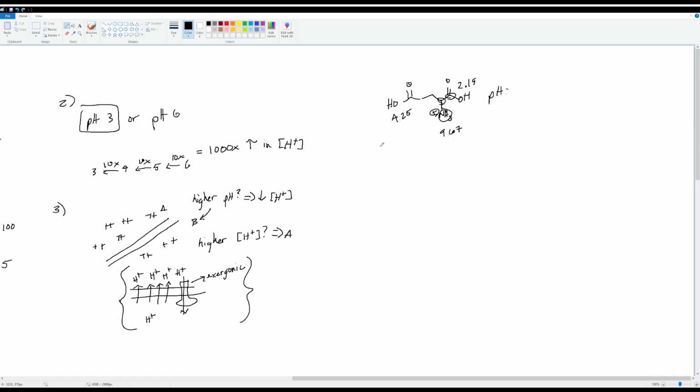The pH needs to be less than the pKa, right? That's the only way to get our protonated form to be dominant. So pH less than pKa, or protonated form is dominant.